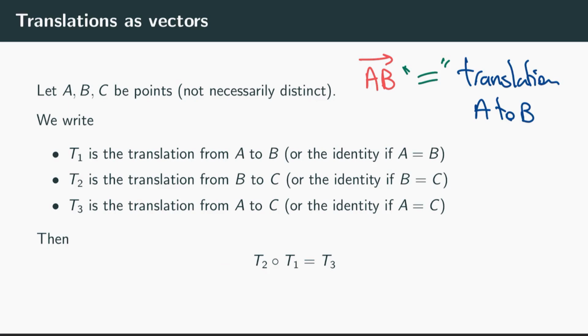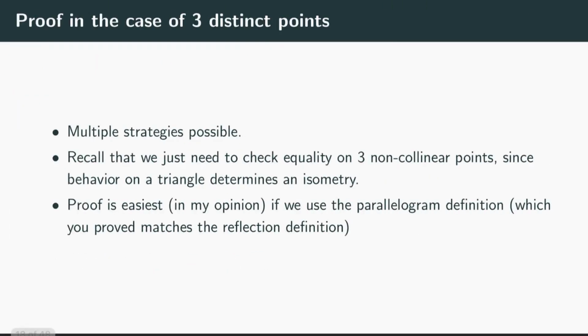Okay, in these notes here, we're going to prove the case where we have, I said 3 distinct points, I really mean 3 non-collinear points. And there are multiple strategies that we could use to attack this problem. So the first observation is we don't need to prove it for every point. We just need to show it for 3 non-collinear points. Since the left-hand side of our identity and the right-hand side are both isometries, we just need to check that they agree on a triangle, and if they agree on a triangle, they agree everywhere.